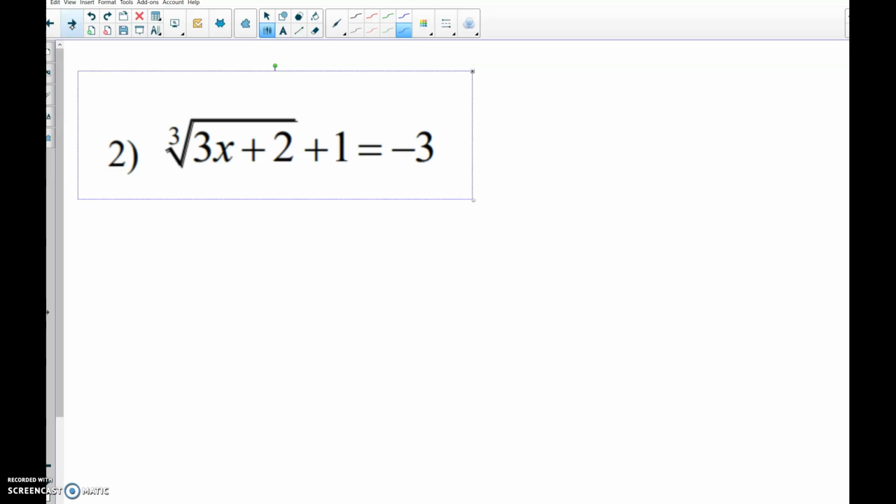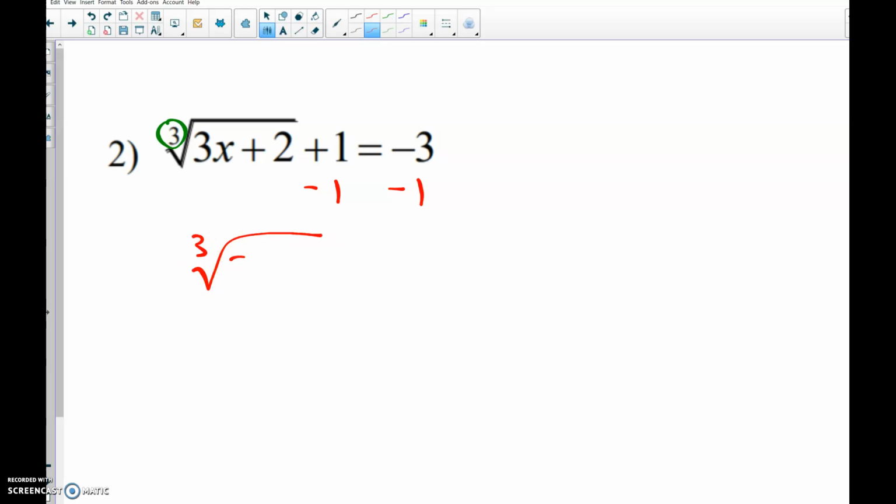All right, next example here. We have to first isolate our cube root. It's a cube root this time. We have to make note of that. So, first step, subtract 1 on both sides. The cube root of 3x plus 2 equals -4. Check. If that was the square root equals negative, we could stop right there and say no solution. However, this is a cube root, so in order to get rid of the cube root, we are cubing both sides.